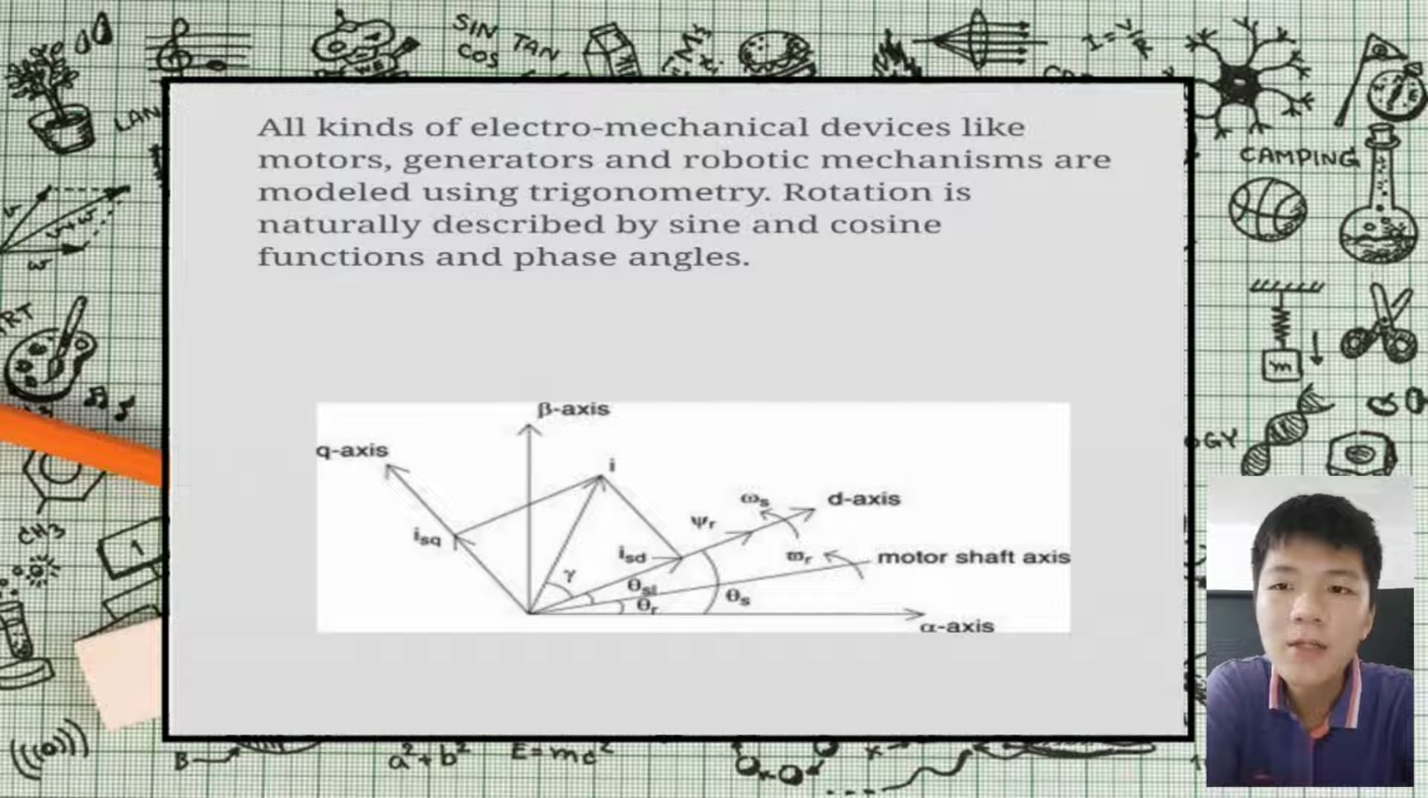In engineering, trigonometry is used for electrical calculation, for all kinds of electromechanical devices like motors, generators, and robotic mechanisms. The rotation of these electromechanical devices is naturally described by sine and cosine functions and phase angles.